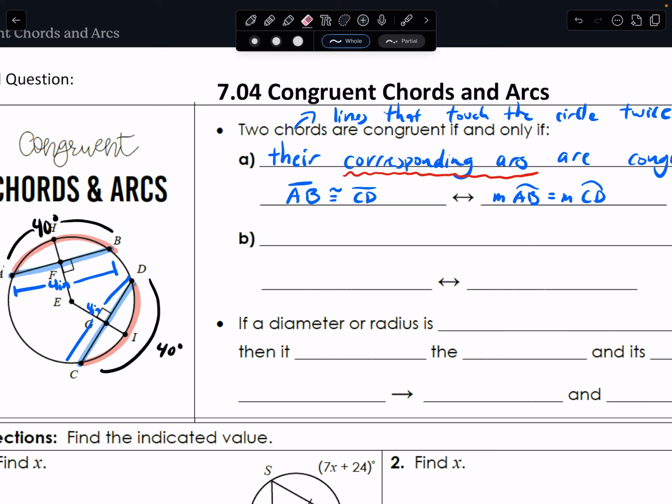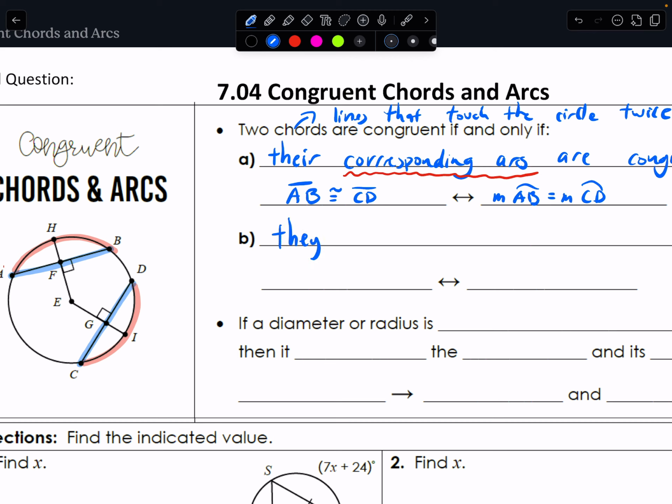And we have another condition here for us. I am going to erase this so we don't get too messed up. All right, these chords are also congruent if and only if, the second condition, they are equidistant from the center.